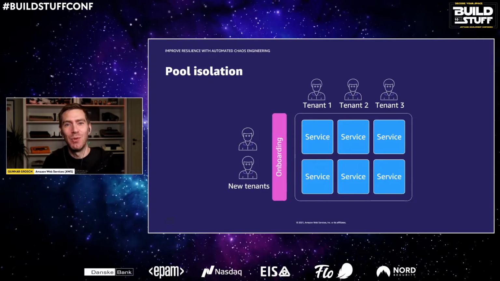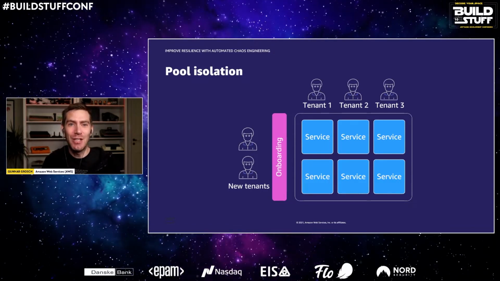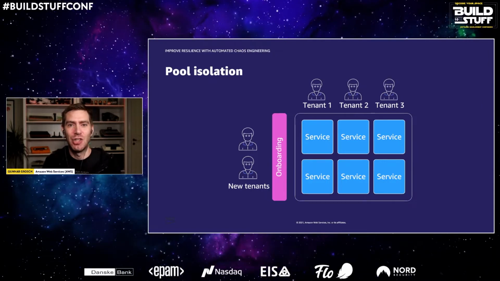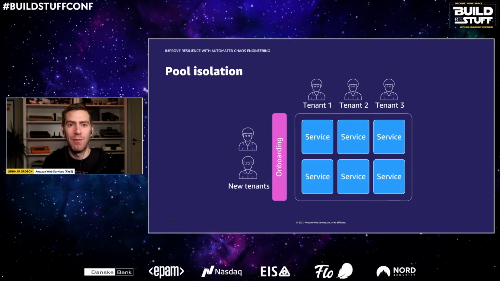Many companies that are moving to SaaS seek out the efficiency, the agility, and cost benefits of being able to have their tenants share some or all of their underlying infrastructure.